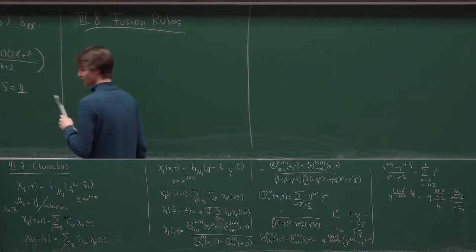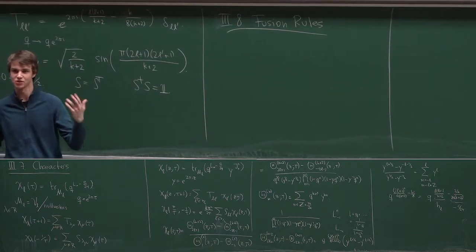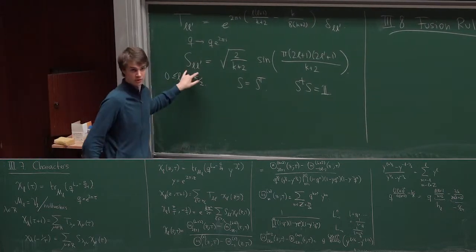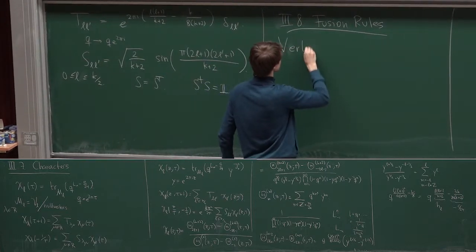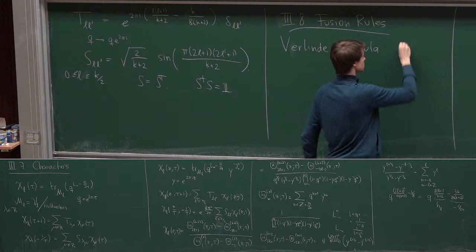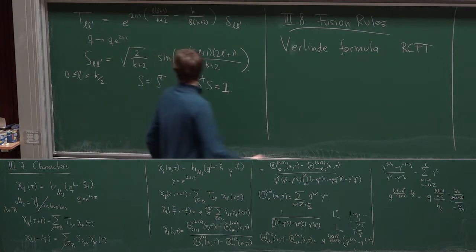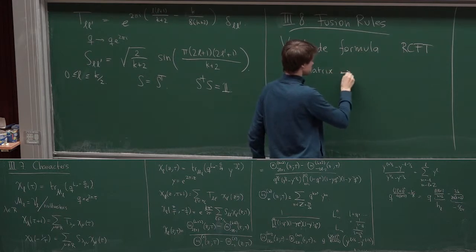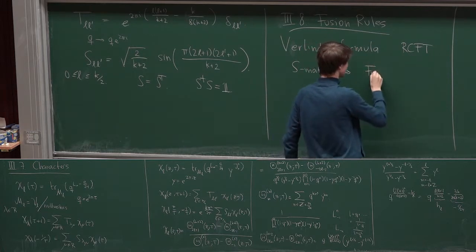But instead, I would take the chicken way out and use the Verlinde formula. And the Verlinde formula is some amazing tool you have in CFT, which tells you the fusion rules once you know the S matrix. So that's a general thing. It's not specific to Wess-Zumino-Witten series. Technically I want a rational conformal field theory, so everything is finite. So given the modular S matrix, which has nothing to do with scattering, just S matrix, I know the fusion rules.